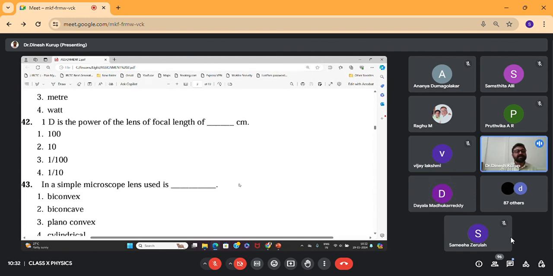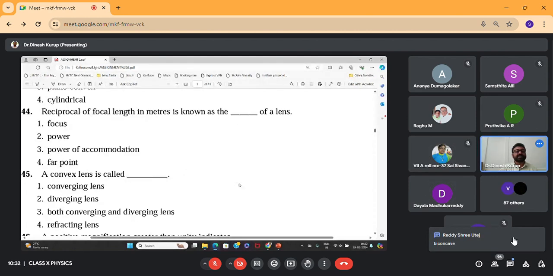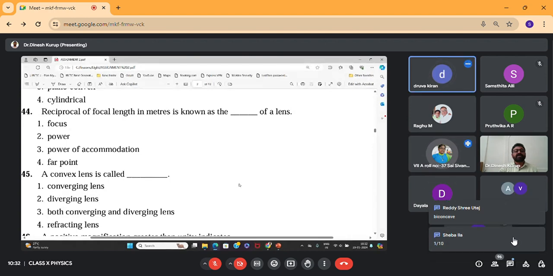100 centimeters, that is actually 1 meter. If it is in centimeters, it should be 100 centimeters. Power is the reciprocal of focal length, so it is 100 centimeters.